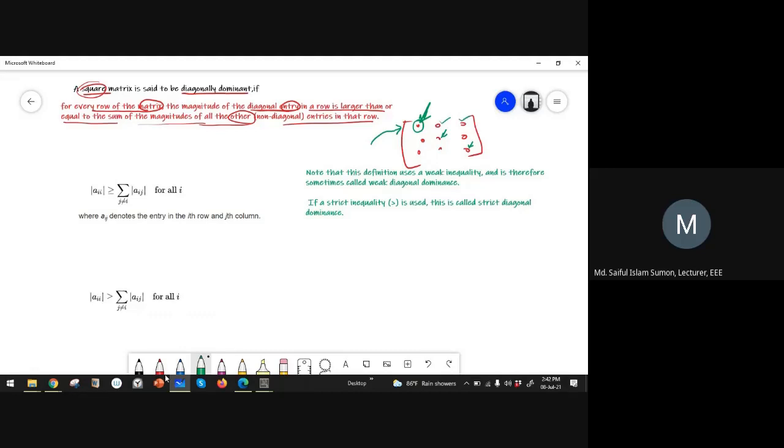So greater or equal to, okay. In the same way, for the second row, this is the diagonal element, and it should be greater than or equal to the sum of the other two non-diagonal elements. In the same way, for the third row, this is the diagonal element, and it should be greater or equal to the sum of the other two non-diagonal elements. Very simple definition, and it can be written in this way. a_ii, that means both the row and column number are the same.